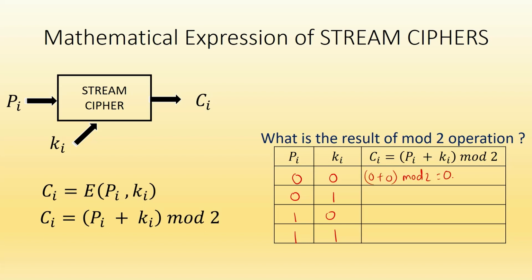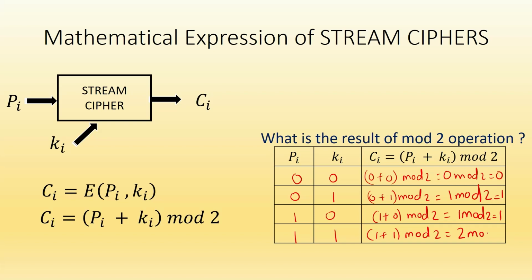results in 0 mod 2, which is 0. If you do 0 plus 1 mod 2, which is 1 mod 2, which is 1. 1 plus 0 mod 2 is 1 mod 2, which results in 1. Now 1 plus 1 mod 2 is basically 2 mod 2. What is the result of this?